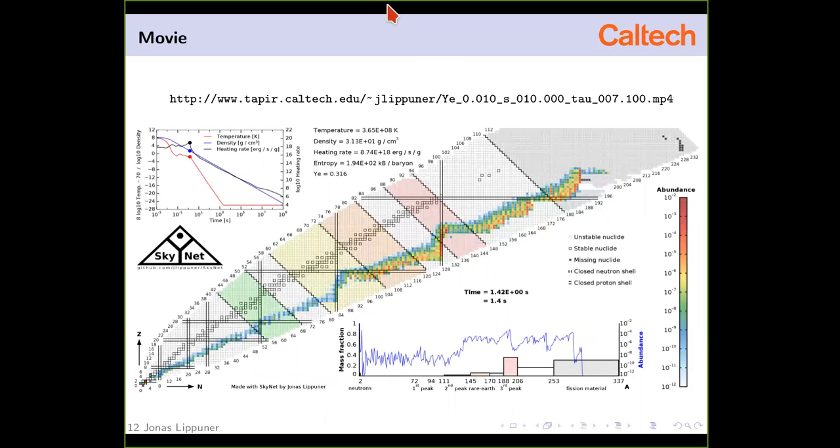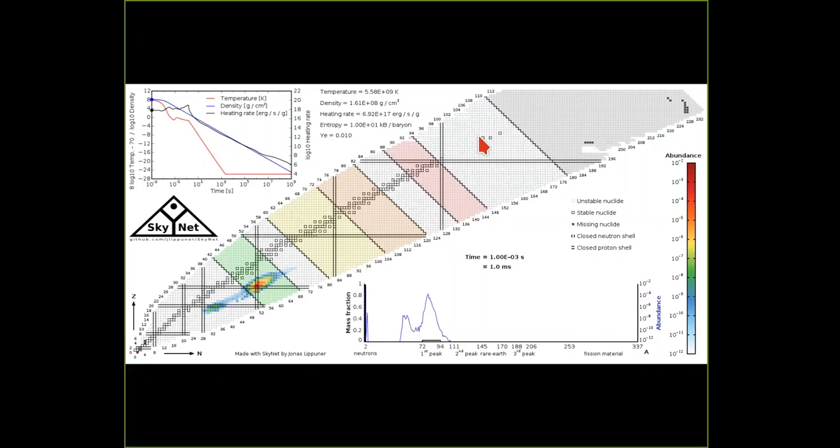And now I need to make sure I select the right one. All right. So let me explain what you see here. The main thing is the chart of nuclides, obviously, with neutrons increasing to the right, protons increasing upwards. And then here, this is the initial distribution of abundances that we have.